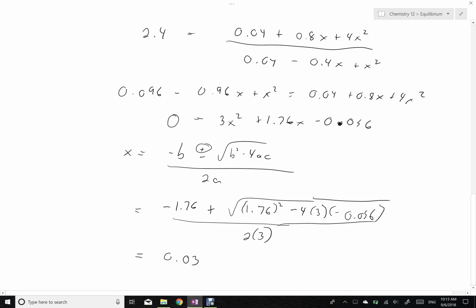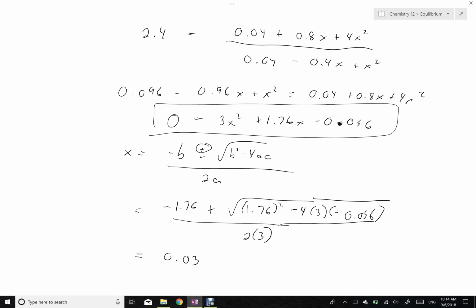You can use the quadratic equation. If you look online, depending on your calculator, a lot of calculators will solve this if you just input the quadratic itself. It'll give you both roots. Because we were careful with our Q, we need to make sure we're using our positive x root here. So this is the x value, 0.03.